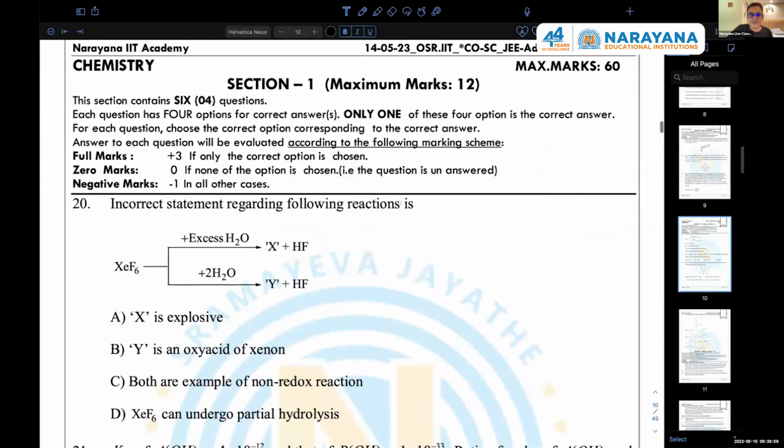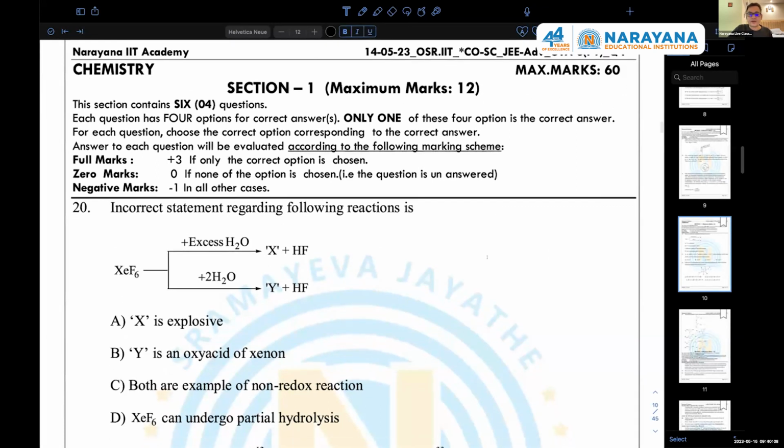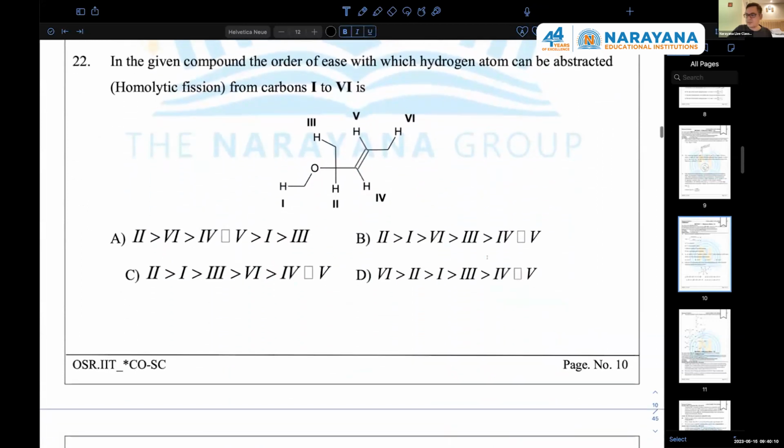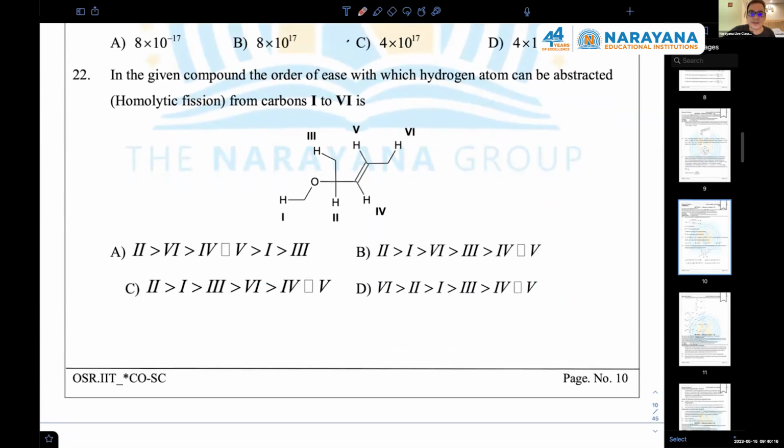This is paper 1. Okay. Bachcho, first I'm discussing this paper 1, right? So in paper 1, question number 22. Is anyone having doubt in 22? That question is just easy only.